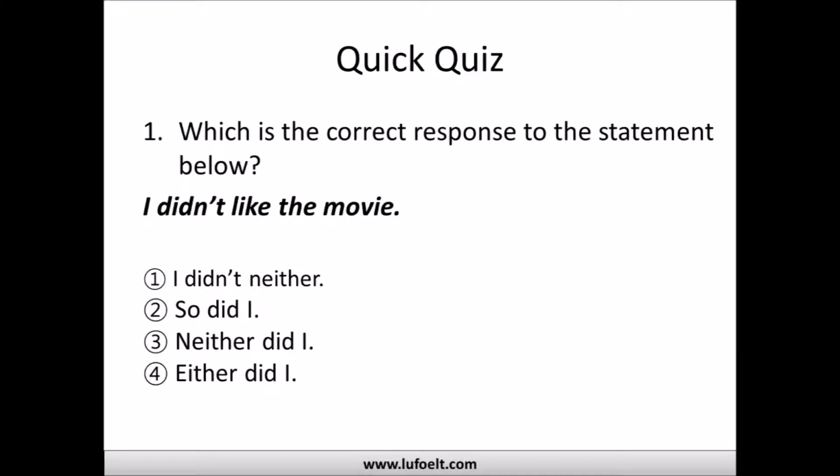Is it 1, I didn't neither? Is it 2, so did I? 3, neither did I? Or 4, either did I? Which one is the correct answer? All right, I'm going to show you the correct answer now. Okay, number 3, neither did I. Okay, because once again, you're omitting the nouns, and here you can see that neither comes at the beginning of the sentence, and that's why number 3 is the correct answer.